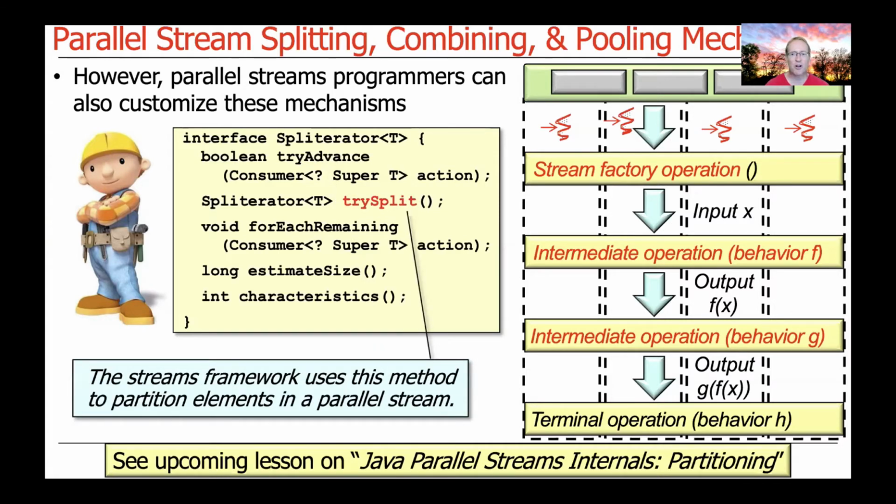trySplit is the new thing we're going to focus on in our parallel streams discussion. And of course, that's going to be used to partition the elements up into chunks. You've already written a trySplit method as part of your unsynchronized array splitterator, the array splitterator that you wrote. And that's one of the things where you have to be very careful to make sure that you're doing the computations correctly. Otherwise, you'll end up with strange results.